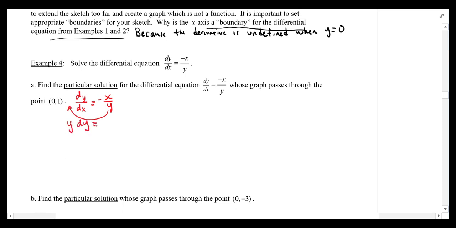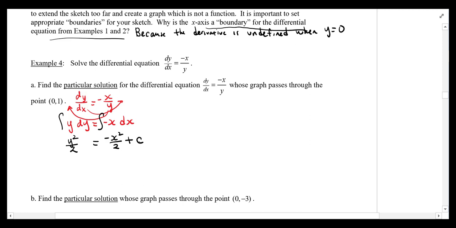Y dy, negative x dx. Beautiful, you've separated the variables. Now it's time to anti-differentiate both sides. So the antiderivative of y is just y squared over 2. And then the similar thing, negative x squared over 2. And don't forget, plus c.